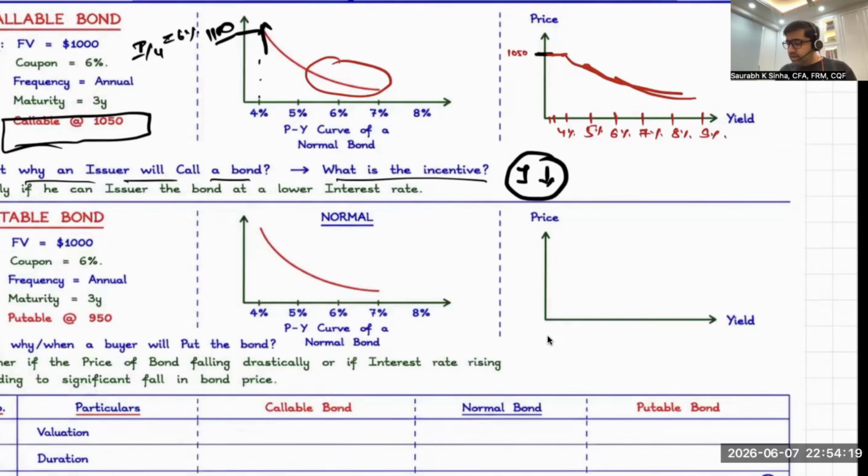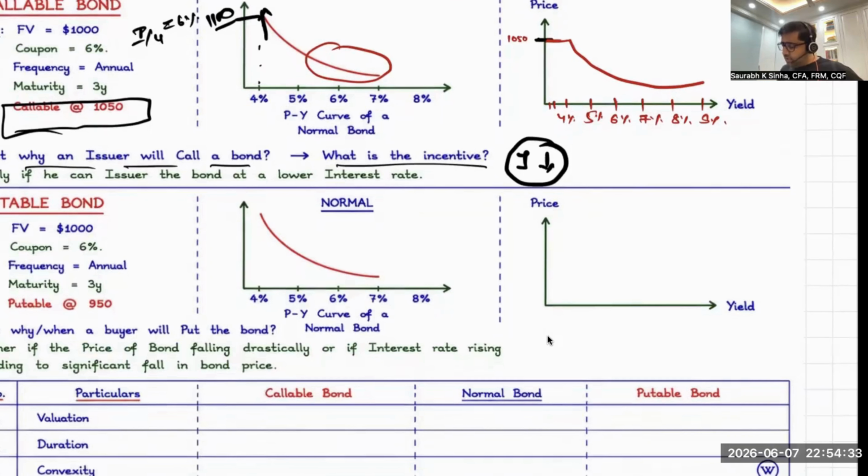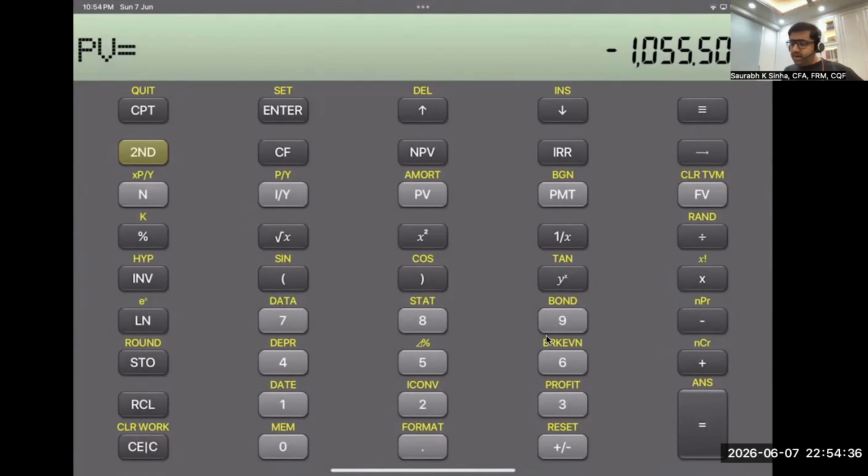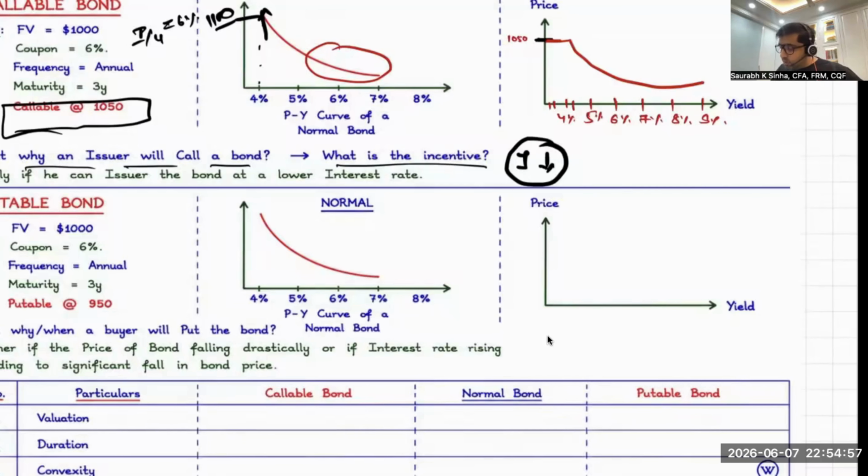Apart from that, this bond will behave identically to the normal bond if the interest rate is greater than the value of say 4.1% or 4.2%. Let's find that break-even interest rate. So PV is negative 1050. That's my PV. Compute I/Y. So at 4.1917%, if interest rates start falling beyond 4.19%, then it will get pegged at 1050. The bond price will not rise.